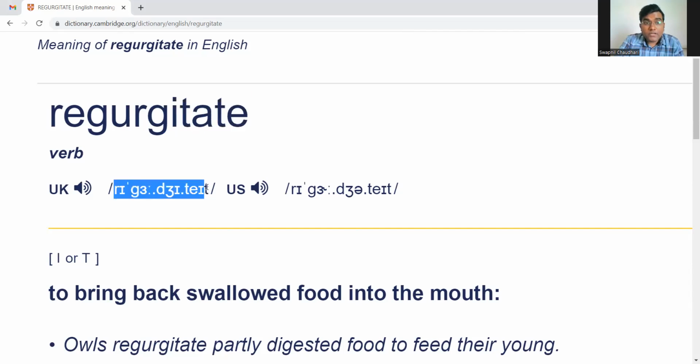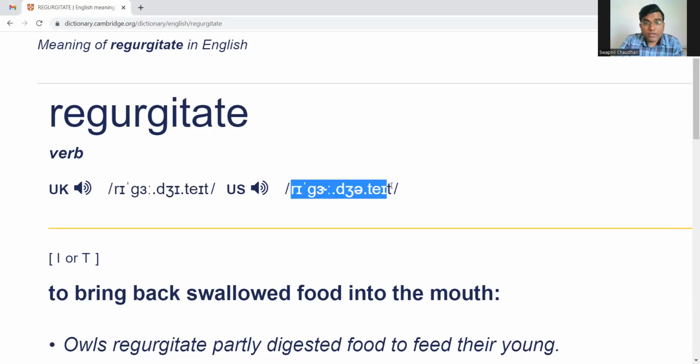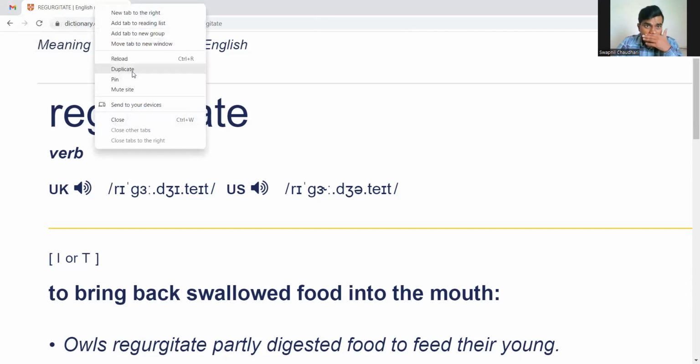See? Regurgitate, right? Now, if we try to listen to the sounds, let's listen. Regurgitate. Regurgitate. Regurgitate. Right? So it is regurgitate. But I was able to read this pronunciation without having to play the sound, right? That's the beauty of it, isn't it? Now there is another word.